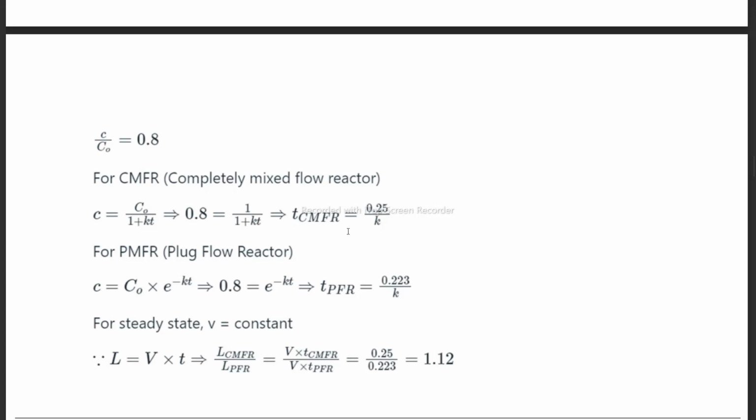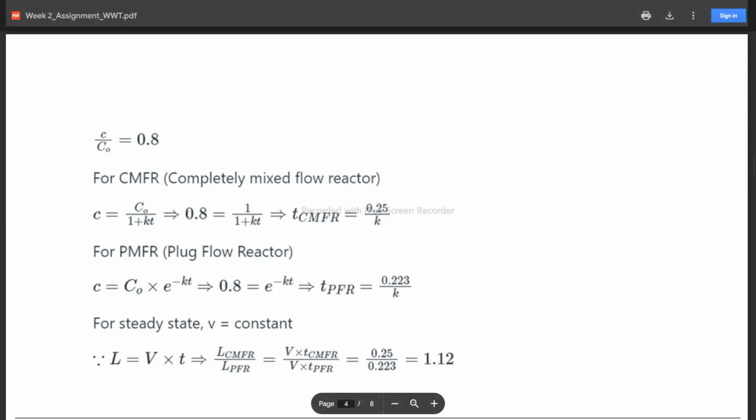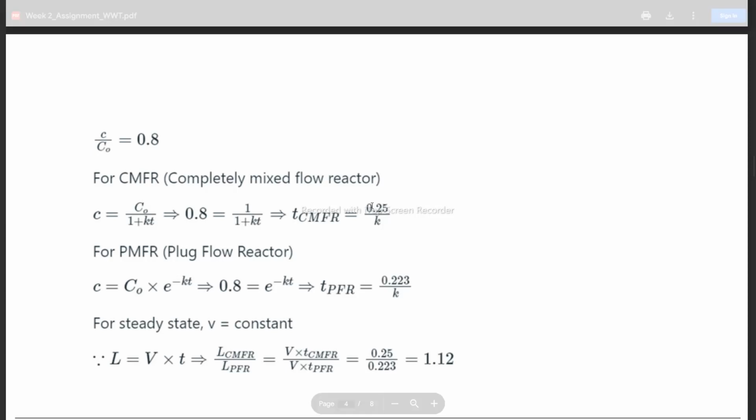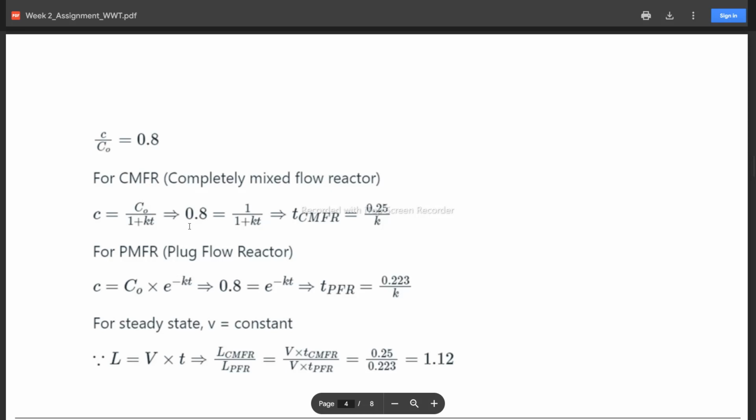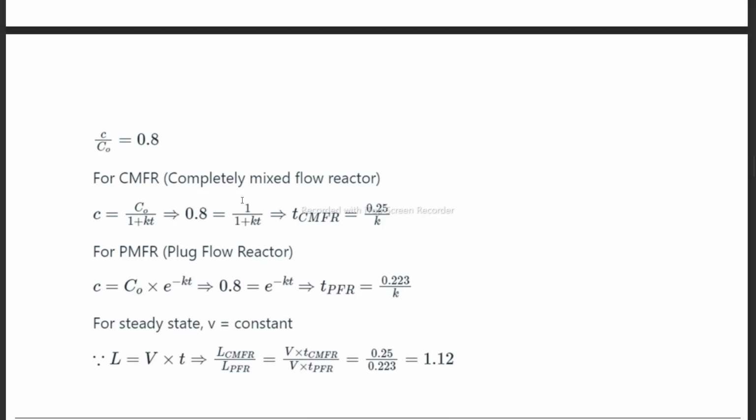t CMFR means continuous mixed flow reactor. It is the retention time inside the reactor, or space time it is called. Actually they have skipped from the second step to this third step. They have skipped several steps, so that's why it seems confusing. But you just solve them. You invert the right hand side and the left hand side, you will get 1.25 on the left hand side and 1 plus kt on the right hand side. You take this 1 to the left hand side, it will be 0.25. Then you divide it by k, it becomes t equals this. That's all.